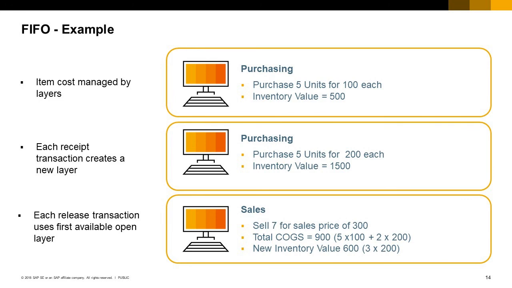The total cost of goods sold is calculated as 5 multiplied by 100, that is 500, plus 2 multiplied by 200, that is 400, for a total of 900. When subtracting the 900 total cost of goods sold from 1500, we get the new inventory value of 600. Please note that we do not have one general item cost for the item master data like in the other valuation methods, as the item cost is managed by layers for each item.